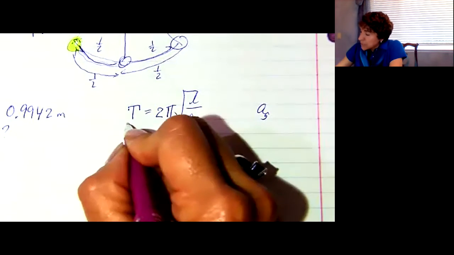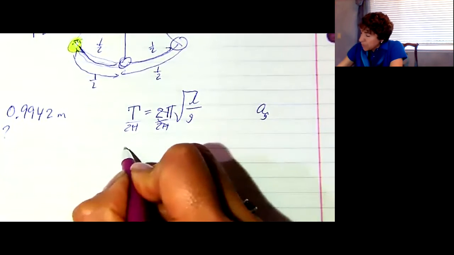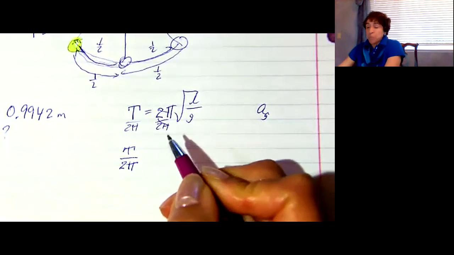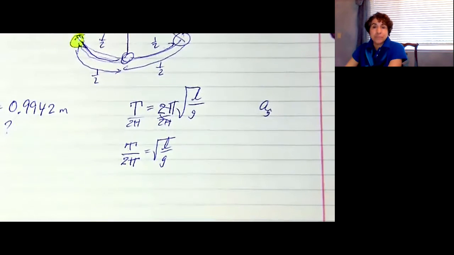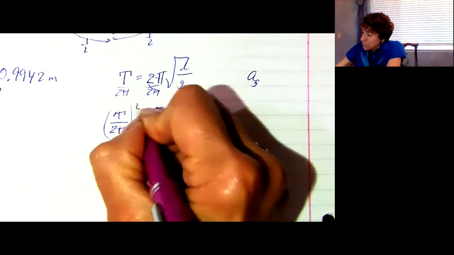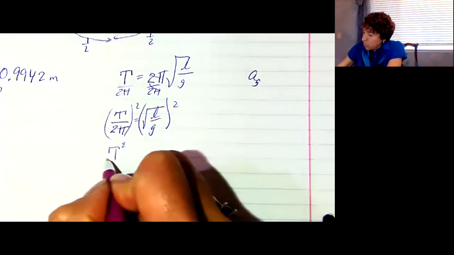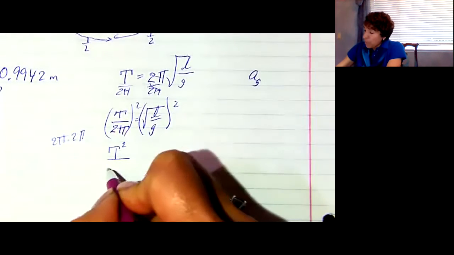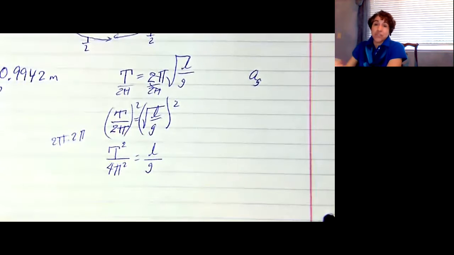Same thing. Let's divide both sides by 2 pi. Now these cancel out, so I end up with the period tau over 2 pi equal to the square root of L over g. I need to square both sides again to get rid of the square root, so I can have g by itself. Now I have tau squared over 2 pi times 2 pi, 4 pi squared, equal to the length over little g.